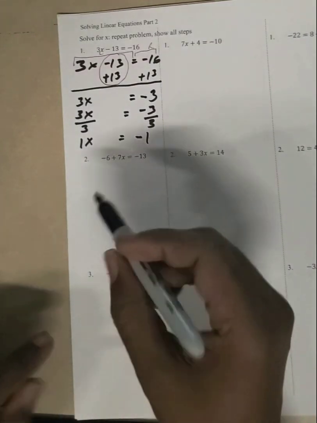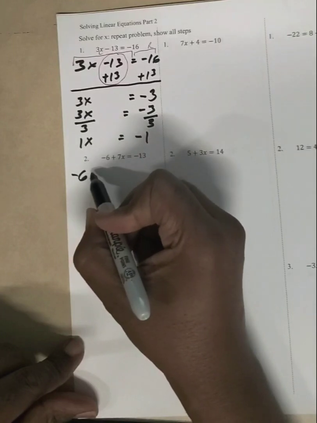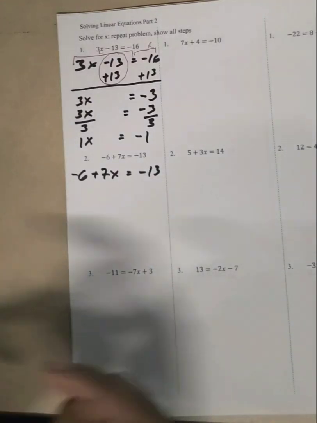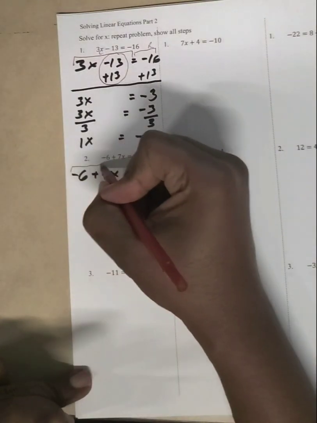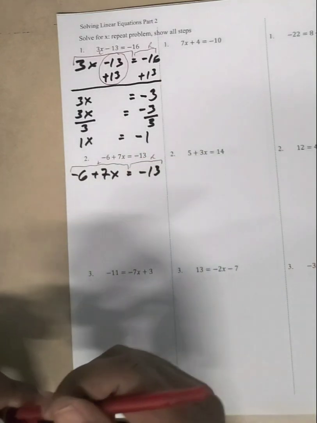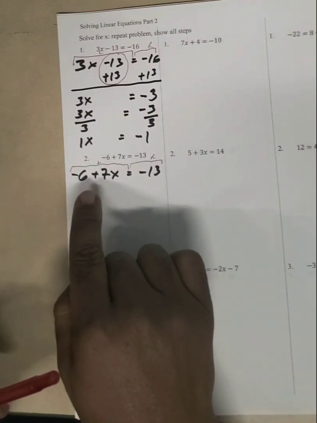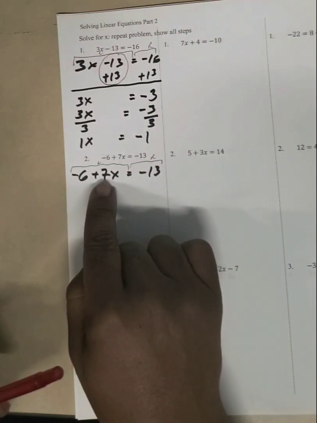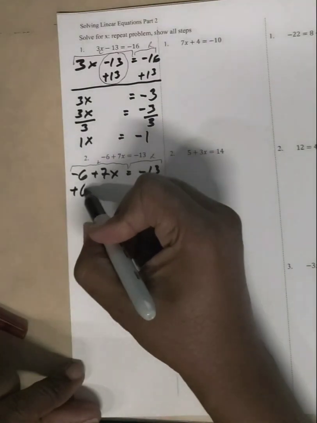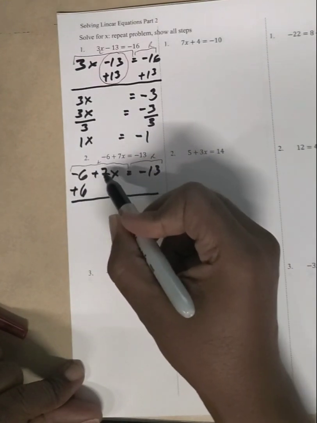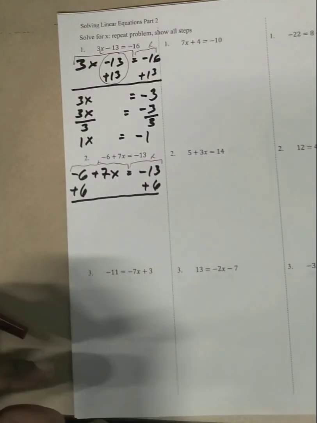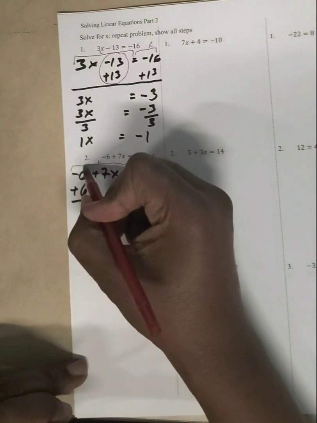The next one here, we have negative 6 plus 7x equals negative 13. And this is our left side of the equal sign. So this is left side, and all of this right here is right side. The x is on the left side, so we're going to begin with the left side. We're going to remove the subtracting 6 and the multiplying 7. First, let's get rid of the subtracting 6 by using an adding 6. And whatever you do on the left side, you also do on the right side. So we put another adding 6 there. So these two become 0. So I'll put my 0 here.